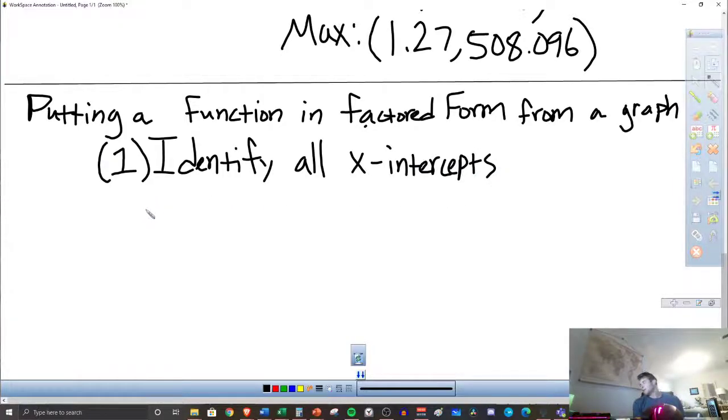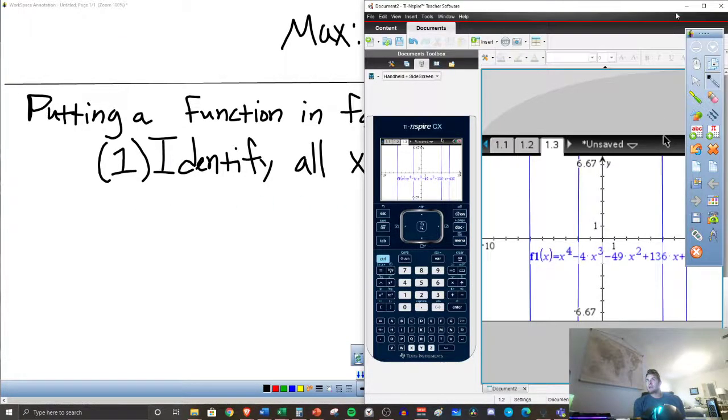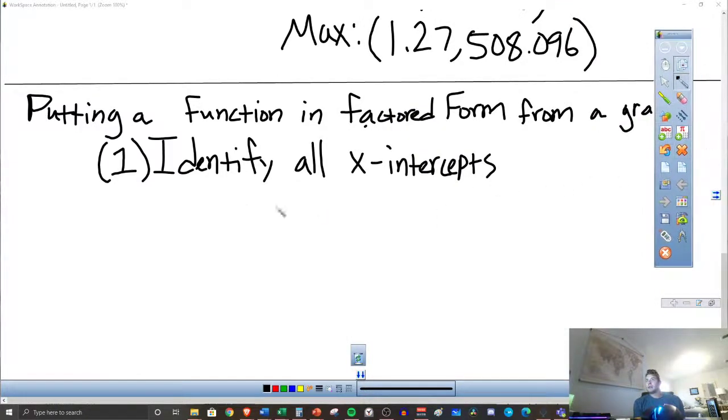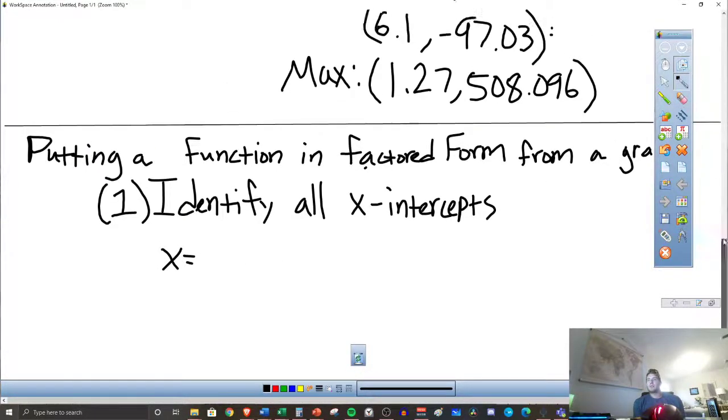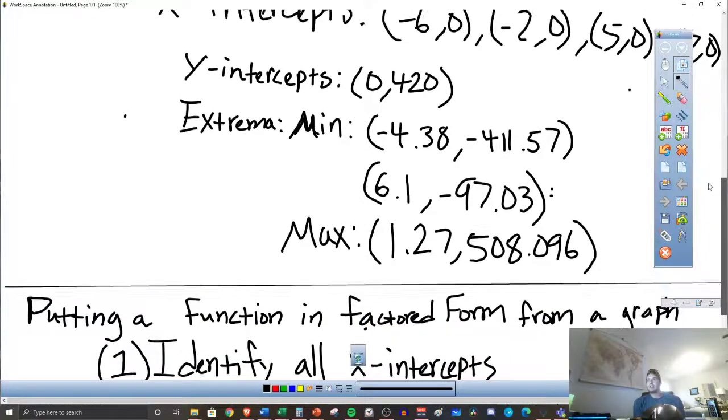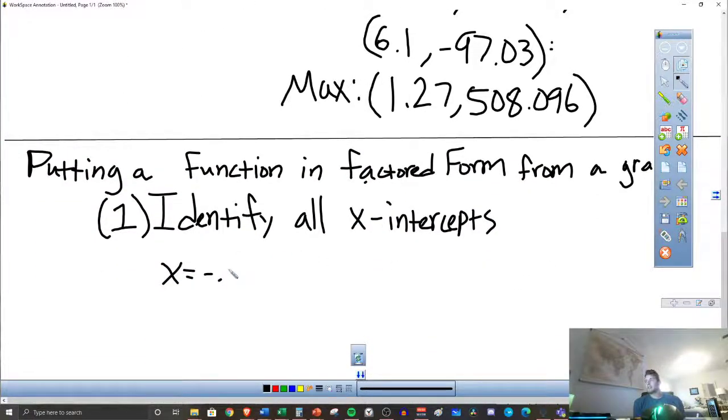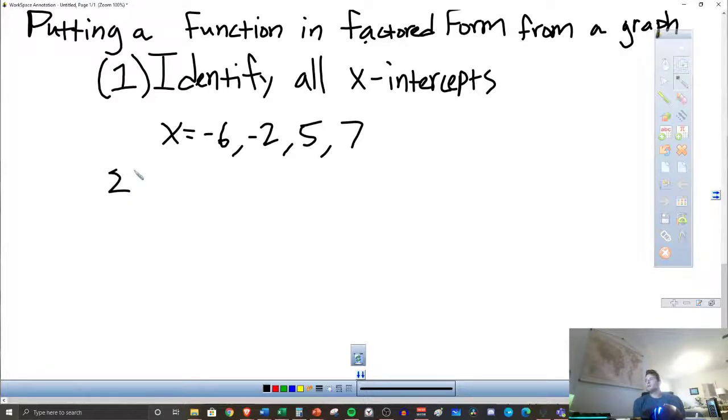Okay, good. We've done that with our last example, and we had those as this. So I'm going to actually write these down here. So we had x equals, I think I remember what they were. I'm just going to look up there just to be sure. -6, -2, 5, and 7. Okay, so -6, -2, 5, and 7. Okay. Those are our x-intercepts.